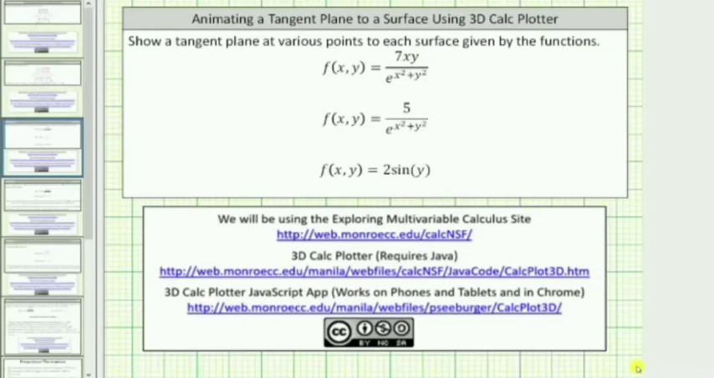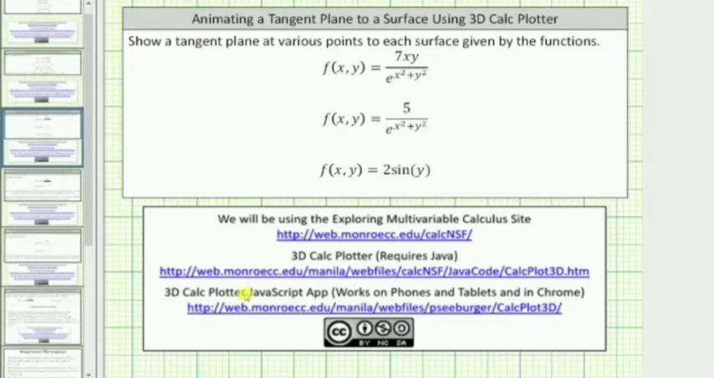We are asked to show a tangent plane at various points to each surface given by the functions below. We will do this using the 3D Calc Plotter JavaScript app shown here at the bottom, and this is from the Exploring Multivariable Calculus site shown here. Let's open up the app and show the tangent plane.